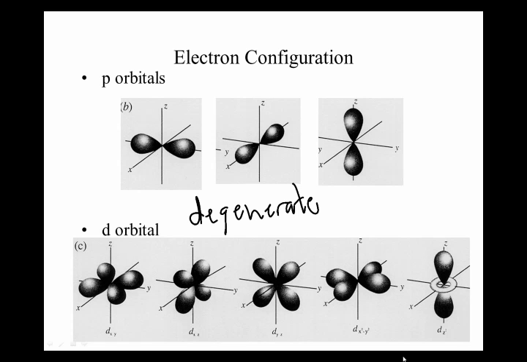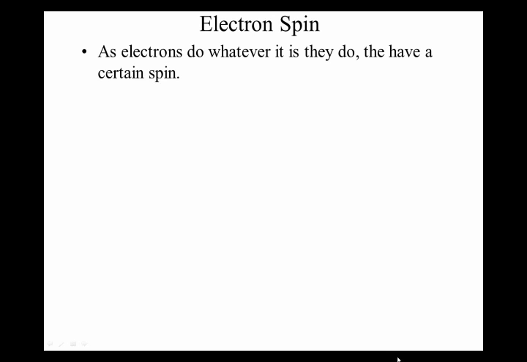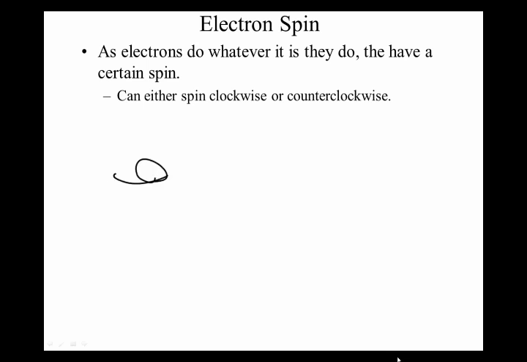Finally, I need to talk about something called electron spin. So, as I said, you can have 2 electrons in an orbital, right? As electrons are doing whatever it is they're doing in there, I don't know what they're doing, I just know that they're in that space, they have a certain spin, right? They can spin either clockwise or counterclockwise, right? So the electron is either spinning this way or it's spinning this way, right?